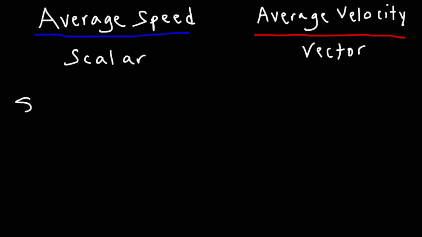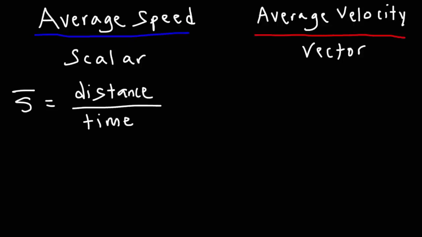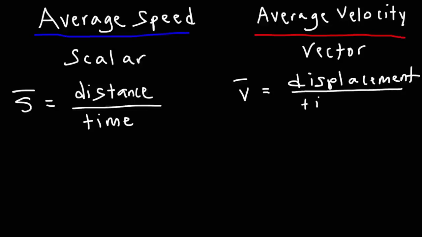Now if you want to calculate average speed, we'll indicate average with a bar on top of the S. Average speed is equal to the total distance traveled divided by the total time. Average velocity is equal to the displacement divided by the time. So displacement is a vector, therefore velocity will be a vector. Distance is a scalar quantity, so speed will also be scalar as well.